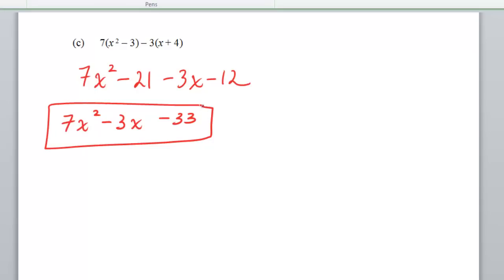Okay, so that is just a quick look at simplifying expressions. This should be a review for you from Algebra 1 and Pre-Algebra. And if you have any questions, be sure to ask your teacher.